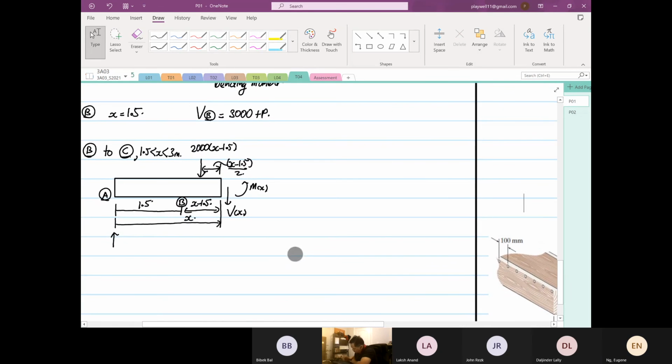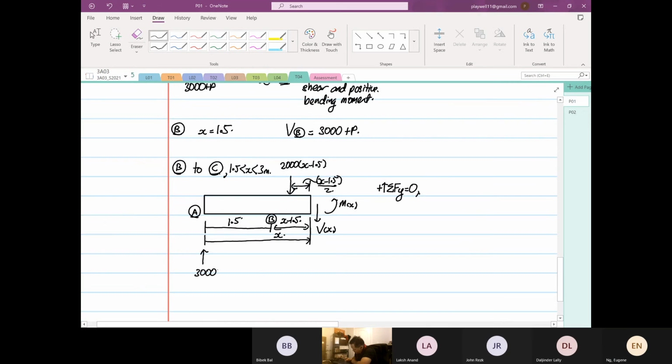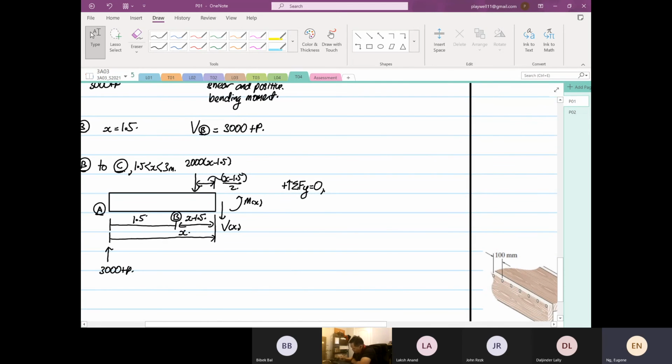So over here, you have positive static analysis again. So we have 3000 plus P minus 2000 times (x minus 1.5), and then we have minus V as a function of x, the whole thing is equal to 0.